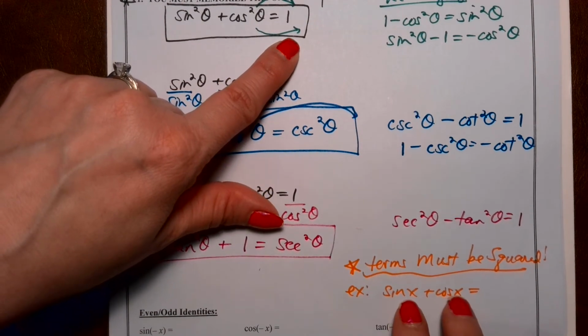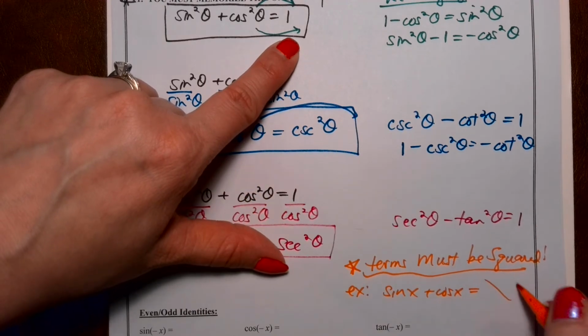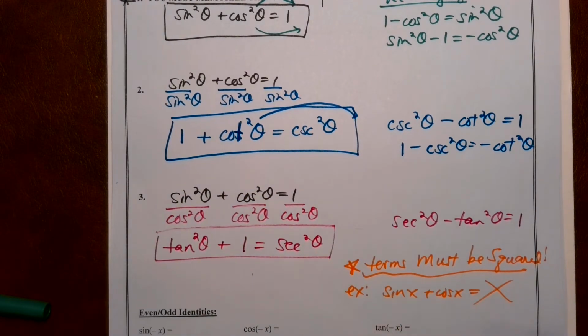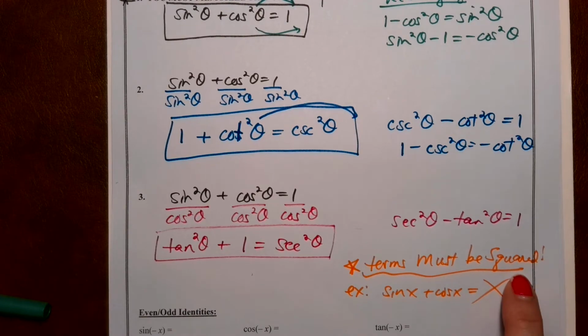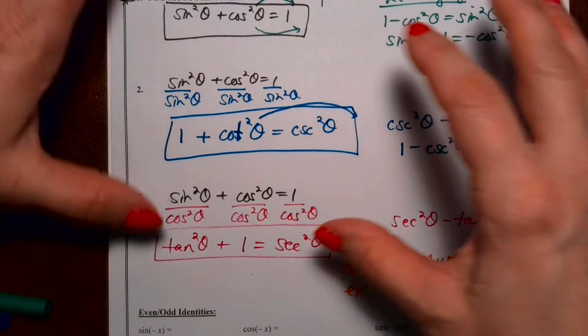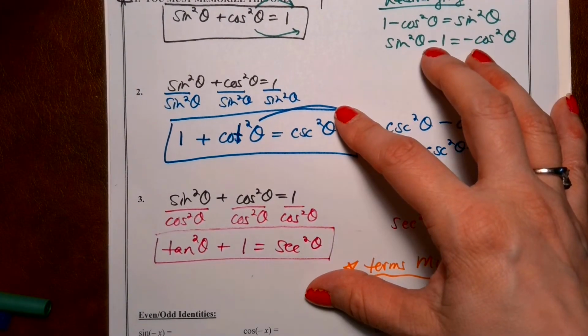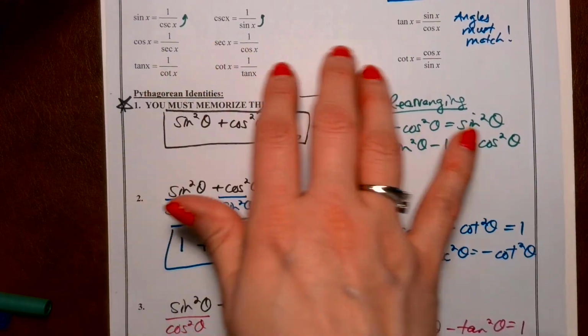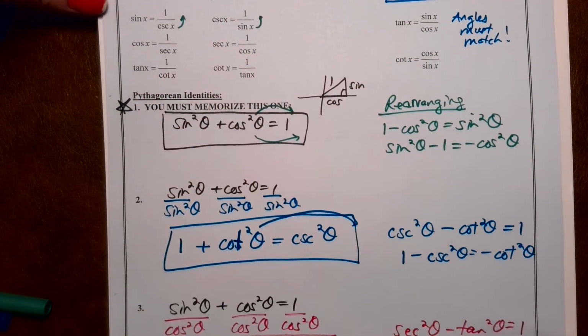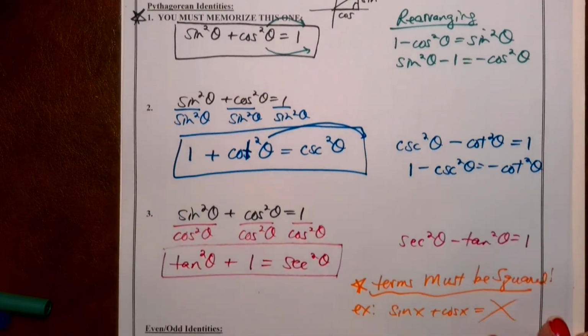No, because these are not squared. No, you can't replace it with anything. It would just have to stay like that. So be careful. If you have squared things, think Pythagorean identities. If you don't have squared things, then think about some of these other identities or other things you could do.